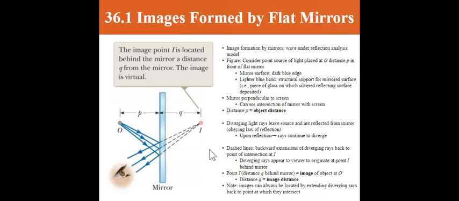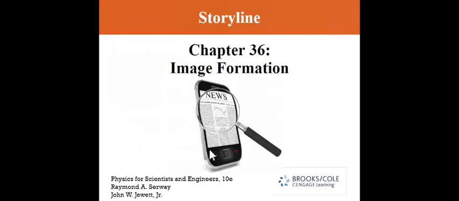Hello, everyone. The following is the first in a series of lectures covering chapter 36. This chapter talks about the use of lenses and mirrors to create images that are a lot easier to see than the object you are trying to look at.